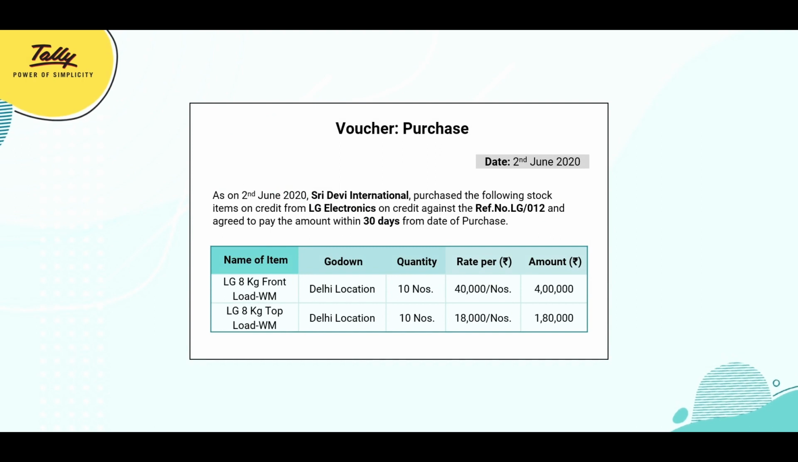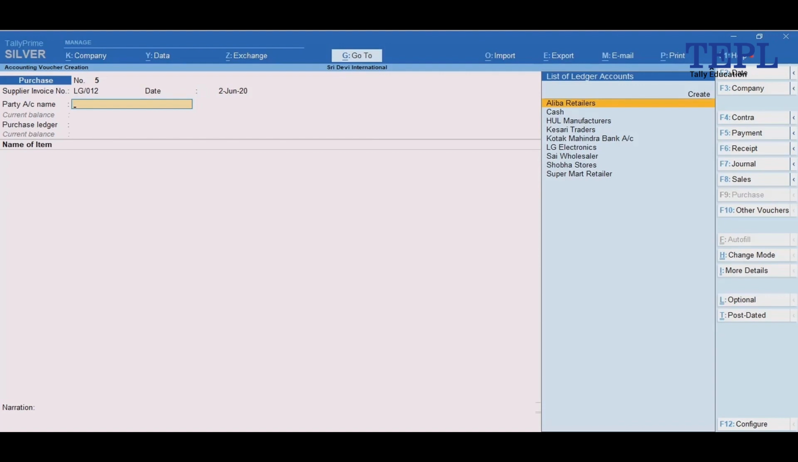Accept the entry. Similarly, let's record another purchase transaction with the reference number LG/012 for the given details. As on 2nd of June 2020, Sridevi International purchased the goods from LG Electronics and allowed credit period of 30 days. While recording the transaction, ensure to select the party account name as LG Electronics.